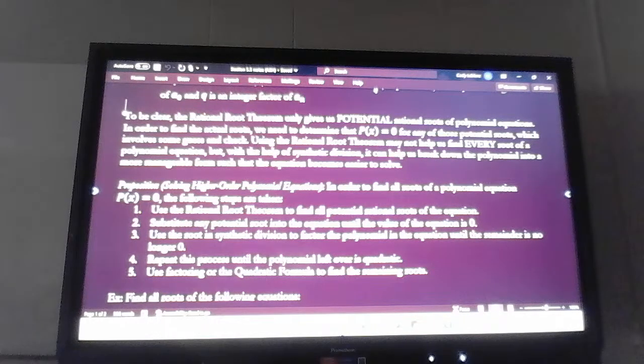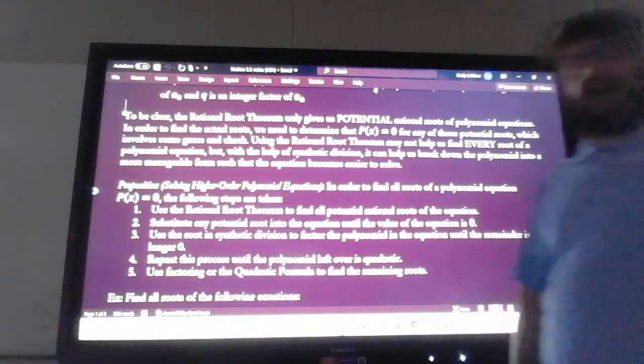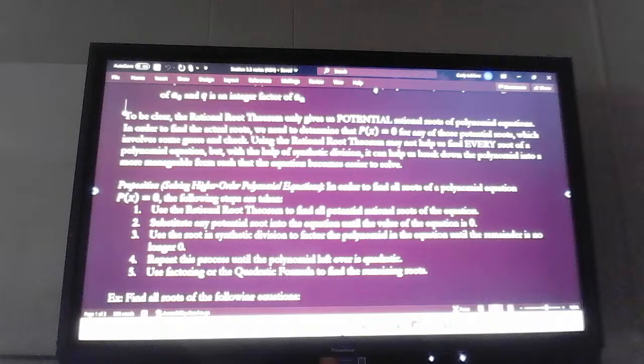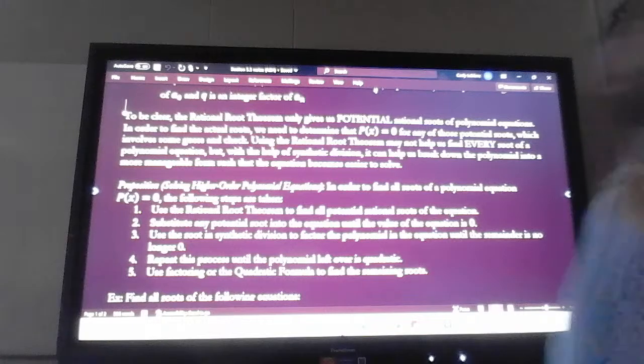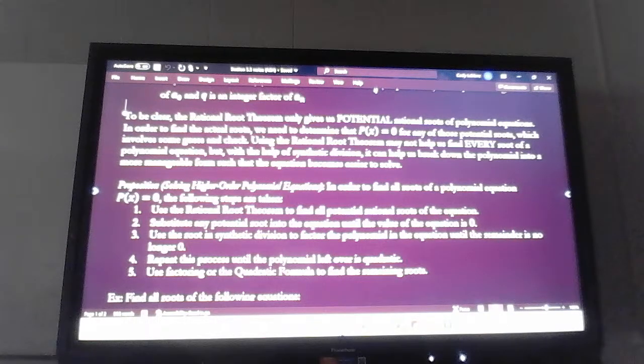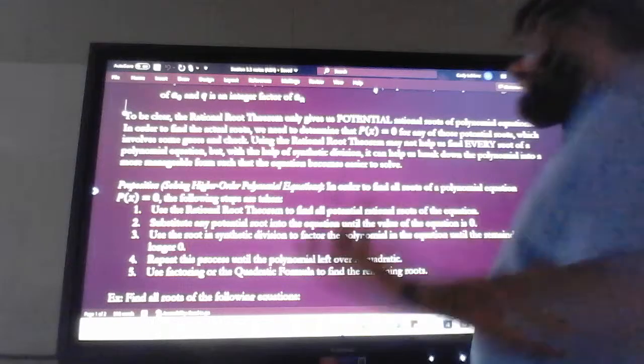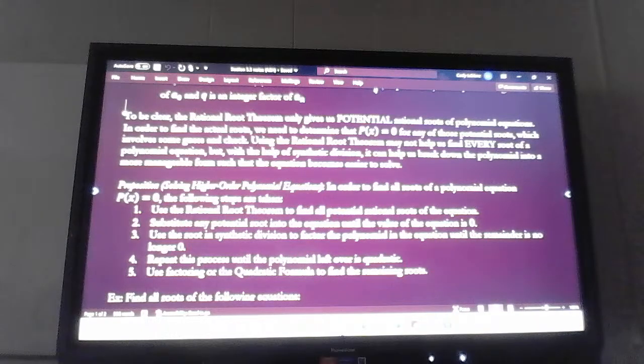So let's say I have a polynomial equation, p of x equals 0. And I want to find the solutions. I want to find the roots of that equation. First thing that we want to do is use the rational root theorem to find all potential rational roots. So we're going to look for the rational roots first, okay? Then, using guess and check, we'll pick any potential root, substitute it into the equation, and determine if the value of that equation is 0. All we need is to find one potential root where the value of the equation is 0 at that point. Okay. Once we do that, we're going to use that number, that root, in synthetic division to factor that polynomial.